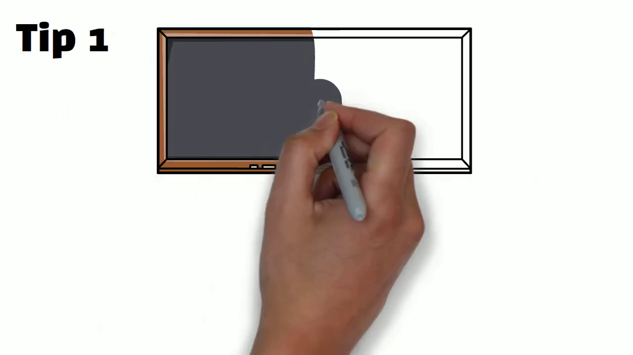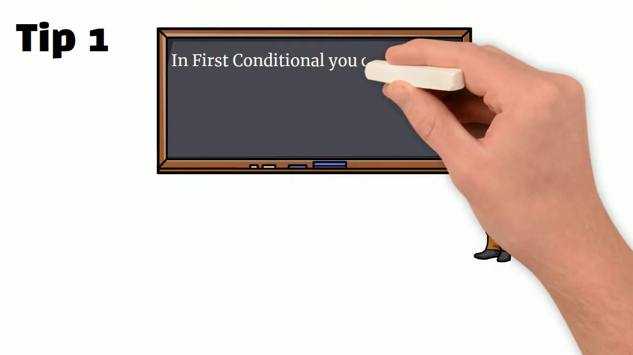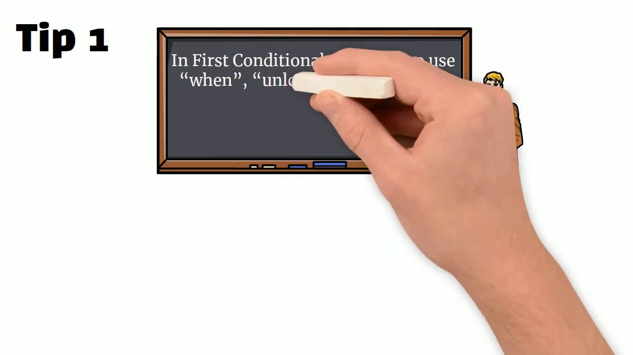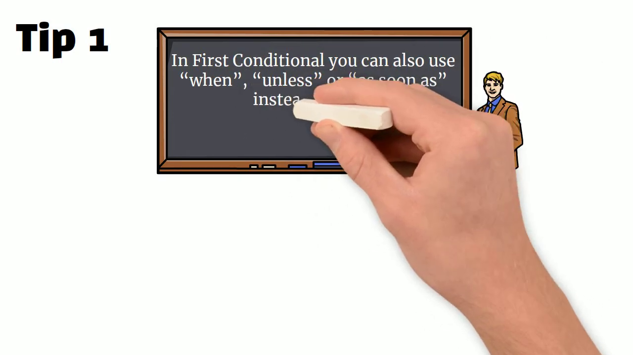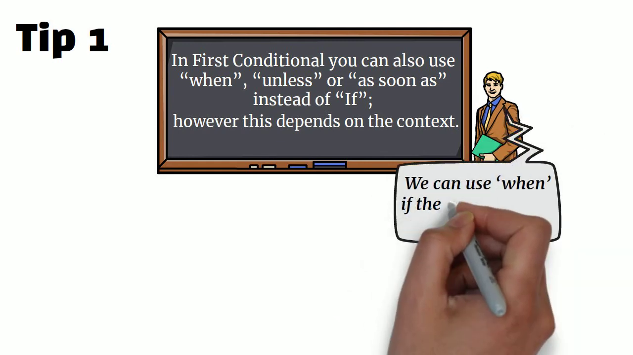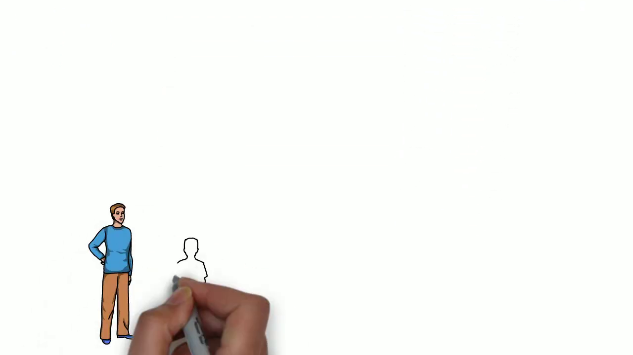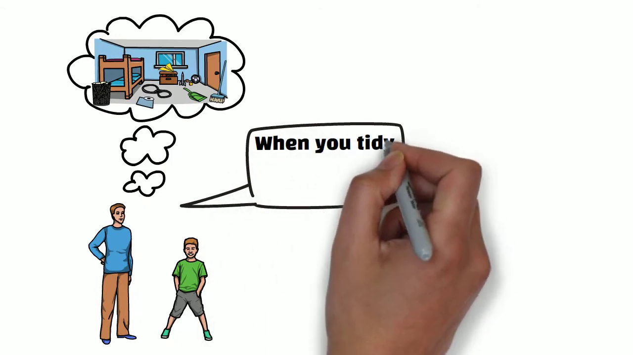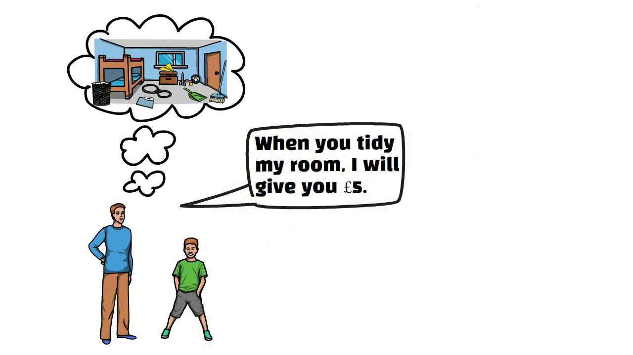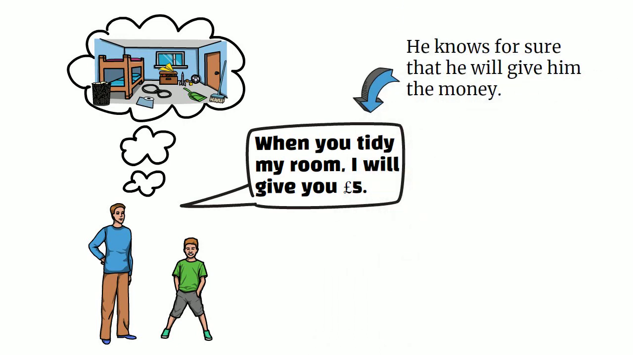Alright, let's now move on to some tips. Tip number 1. In first conditional, you can also use when, unless, or as soon as instead of if. However, this depends on the context. We can use when if the condition will definitely happen. When you tidy my room, I will give you £5. He knows for sure that he will give him the money.